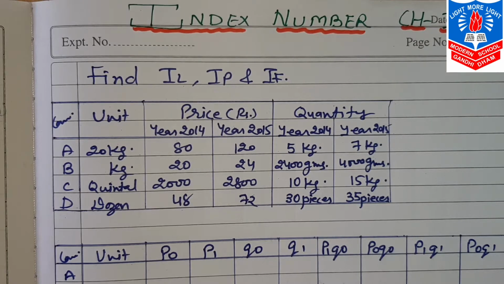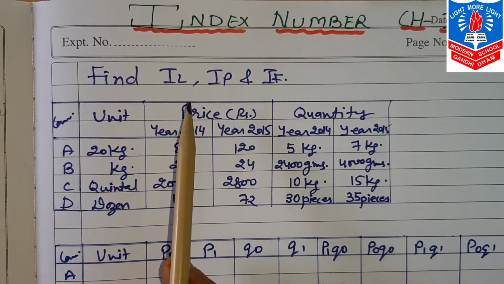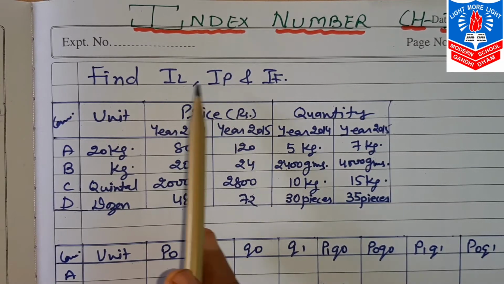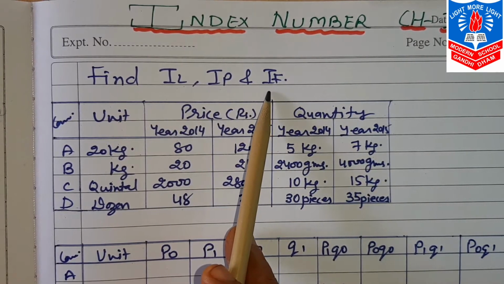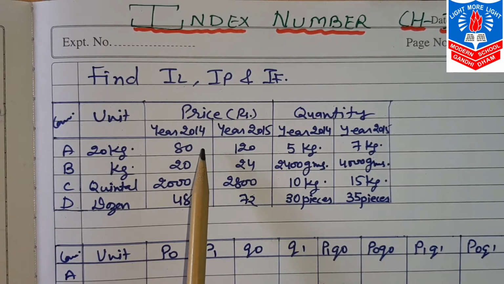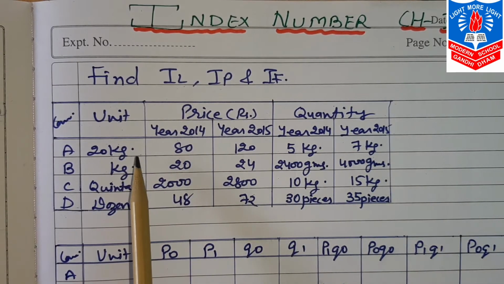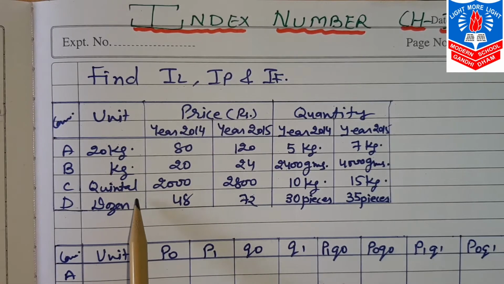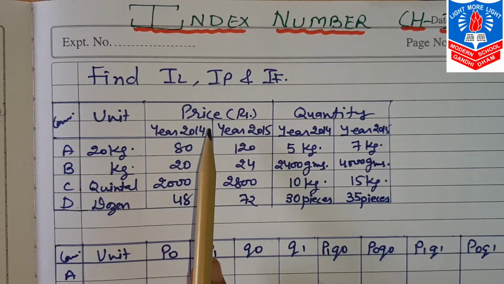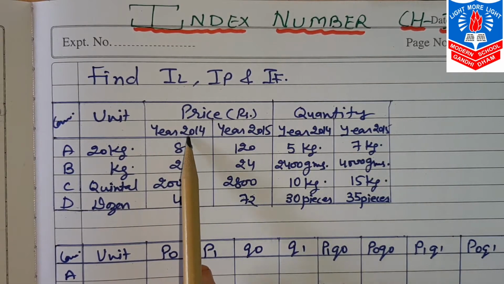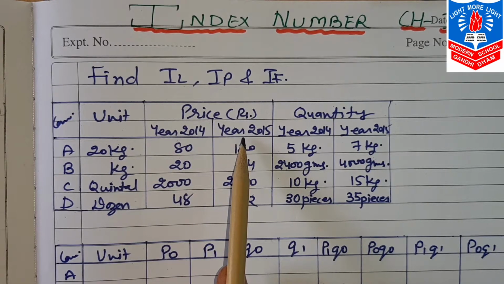Good morning students. Welcome to the 5th session of the first chapter, that is index numbers. In today's session we will do the same type of sums which we did in the previous session, that is IL, IP and IF you are supposed to find, but one step ahead, where the unit of measurement is given along with the price and quantity of the base year and current year.